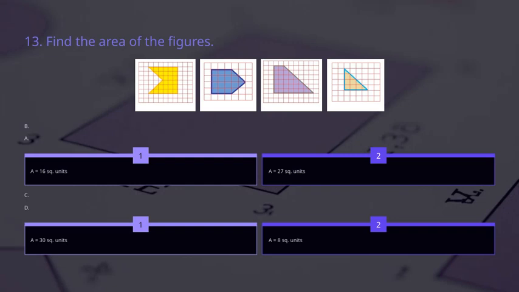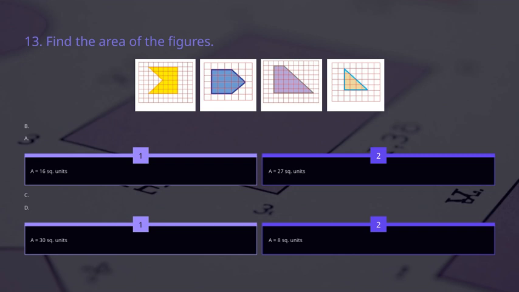Now let's look at slide 15, where we focus on finding the area of these figures. As you can see, there are several options labeled A, B, C, and D, each with different area values. The key here is to understand how to determine the area of each shape accurately. For example, figure A has an area of 16 square units, while figure D's area is 30 square units.